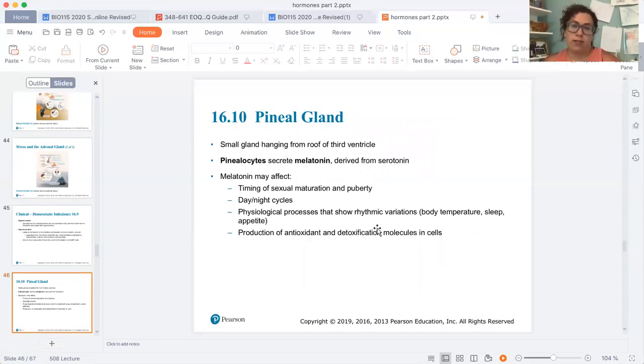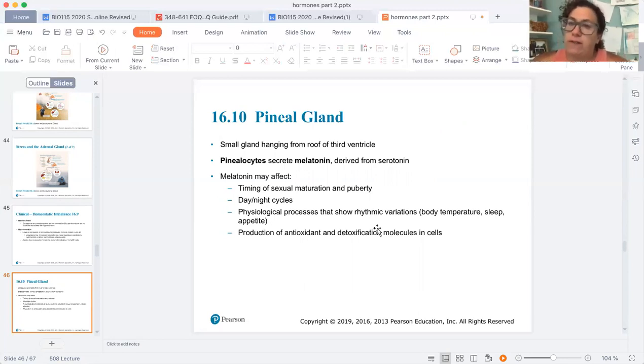One of the last few glands we're going to talk about, not from the anterior pituitary but from the brain, is the pineal gland. And, woo-woo stuff, it's known as your third eye. But its main job is to make melatonin.